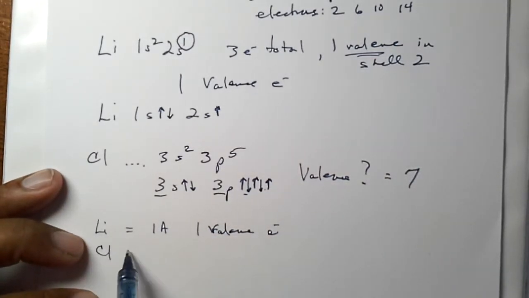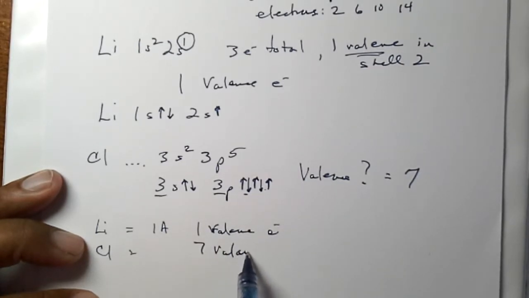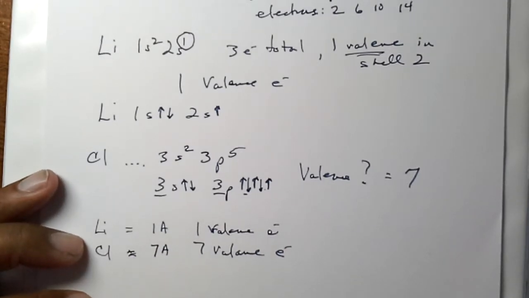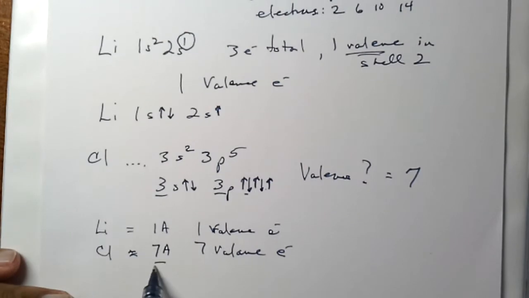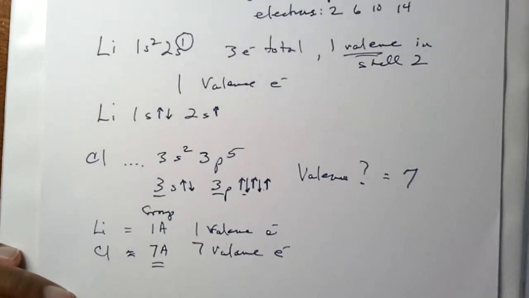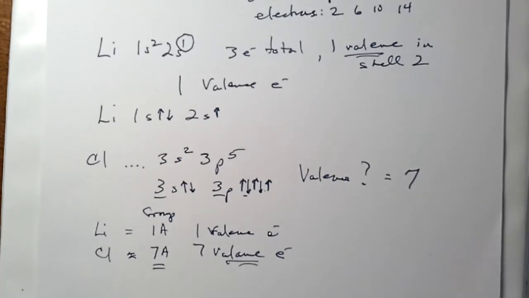Okay, chloride, it has 7 valence electrons, and note it's in group 7A. So you see a pattern. The group number in the periodic table is equivalent to the number of valence electrons in the outer shell of those elements.